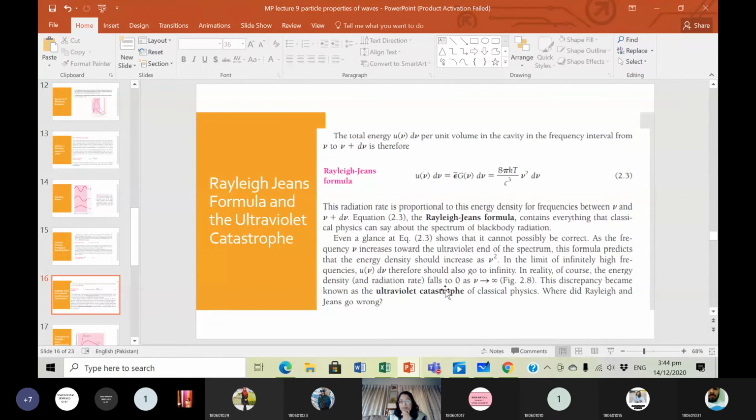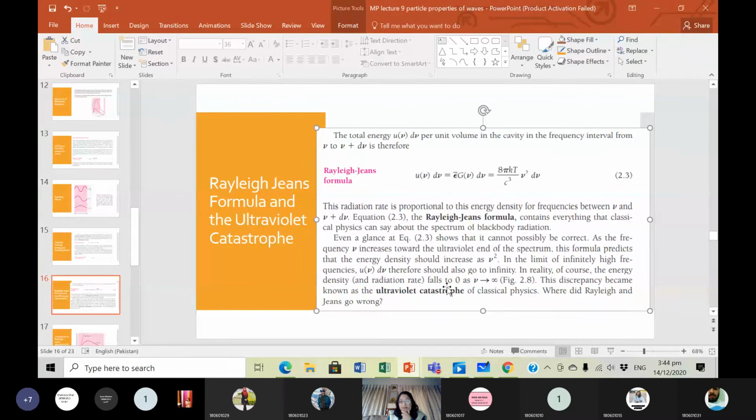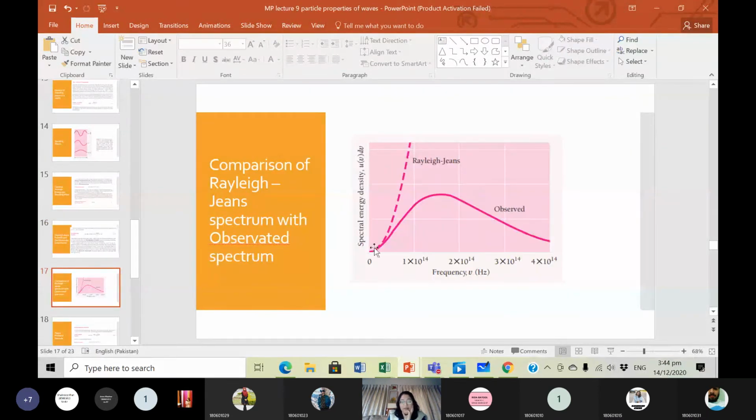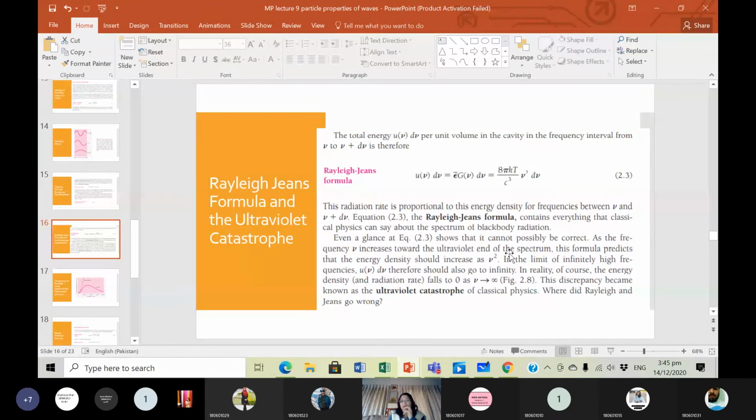In reality, the energy density and radiation rate fall to 0 as nu goes to infinity. Figure 2.8 shows this. According to the Rayleigh-Jeans formula, the graph of the spectral energy density versus frequency would be like this. But the observed black body radiation, determined by experimentation and observations, is actually like this. So there's obviously some discrepancy here. This discrepancy became known as the ultraviolet catastrophe of classical physics.